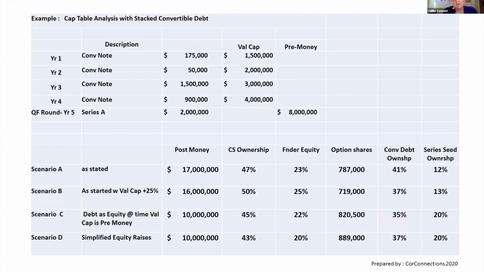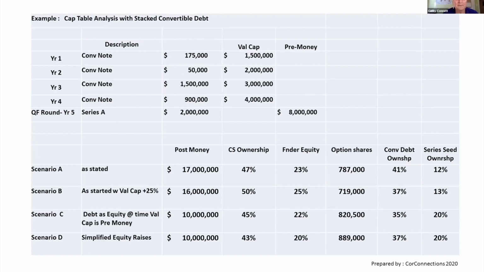And I wanted to go through this analysis because here's a company that's raised $2.6 million on convertible notes and then did a qualified financing of $2 million. A lot of people will talk about the advantage of convertible notes: you put a valuation cap on it, but you don't have to lock in the valuation. And so I wanted to compare several scenarios here so people could see what happens.